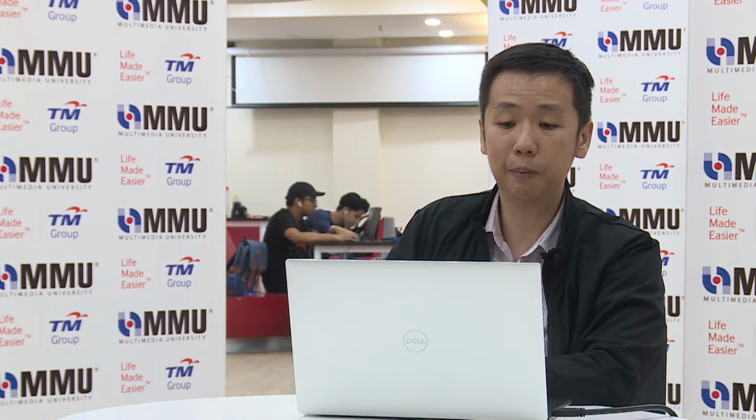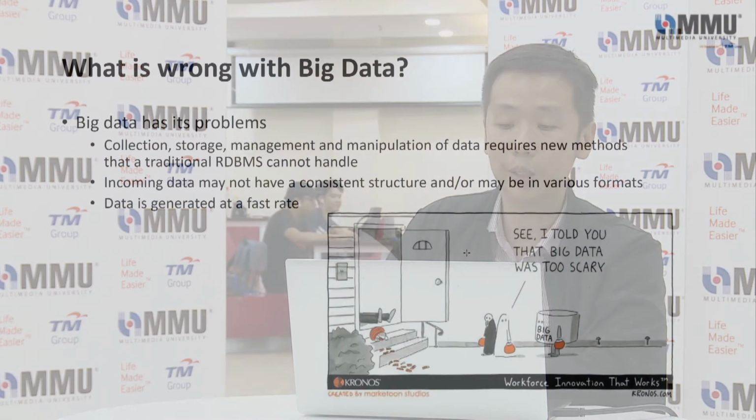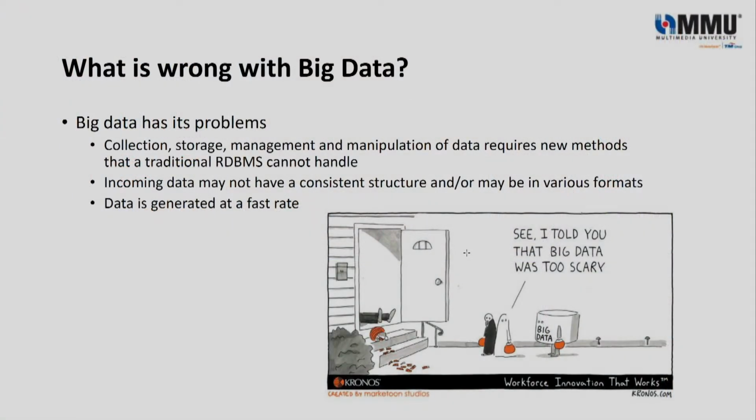So what is wrong with big data? Big data is not perfect. It has its own problems too. The collection, storage and management of this data requires new methods that a traditional database cannot handle. The big problem is that the data coming in does not have a consistent structure, or comes in various different formats. And one of the very big problems is that the data is generated at a very, very fast rate. So we can identify whether you have a big data problem or not through something we call the 4 V's.